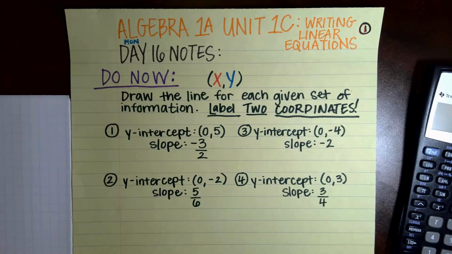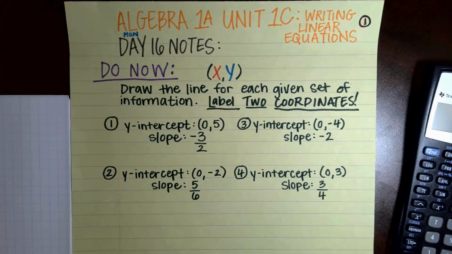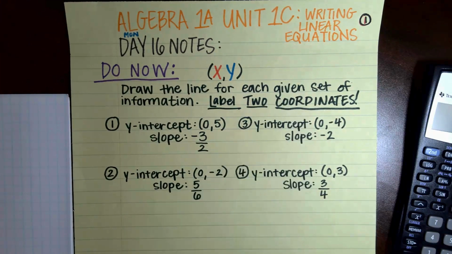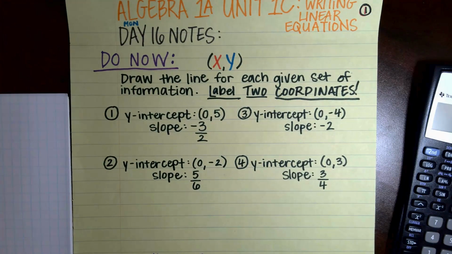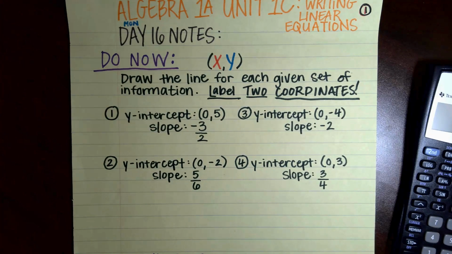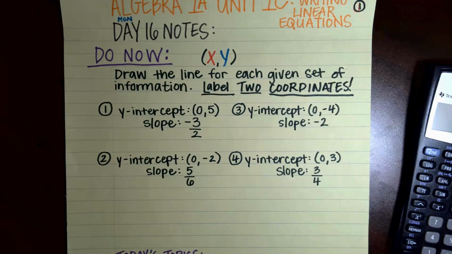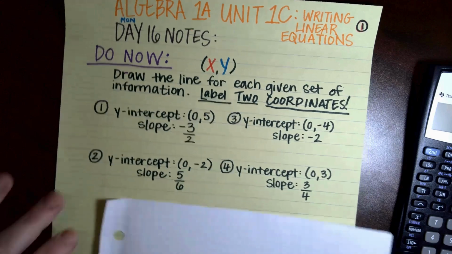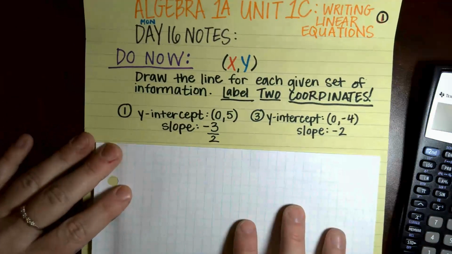All right, guys, for our do now today, our directions tell us that we are going to be drawing the line for each given set of information. So on your line, I want you to label at least 2 coordinates. And it looks like with all 4 questions, we are given a y-intercept and we are given a slope. So I'm going to get a piece of graph paper out, and we're going to start with number 1.